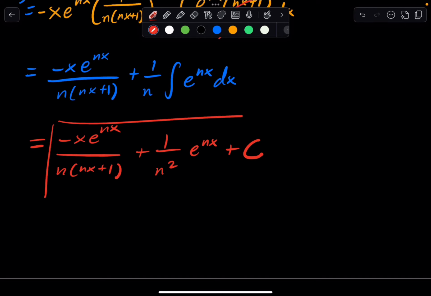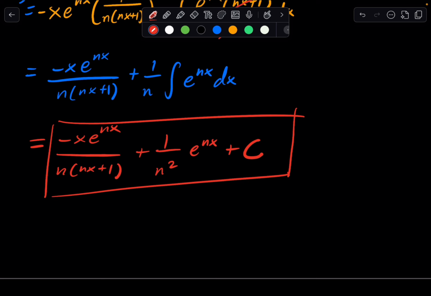Ladies and gentlemen, this is your answer right here. Negative x times e to the nx all over n times nx plus 1 over n squared times e to the nx plus c. Do not forget that plus c.